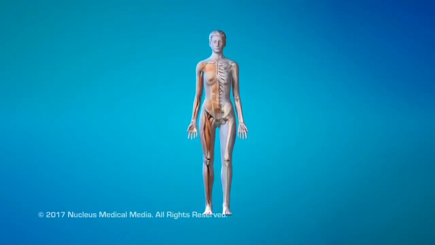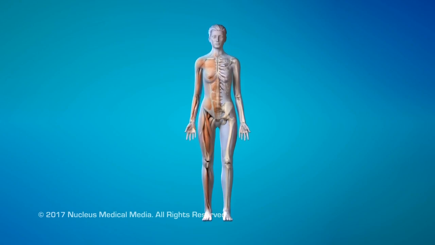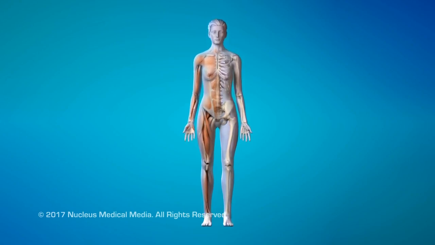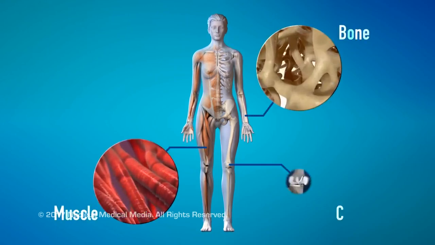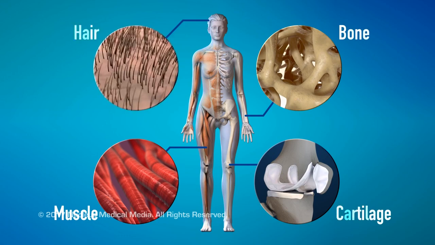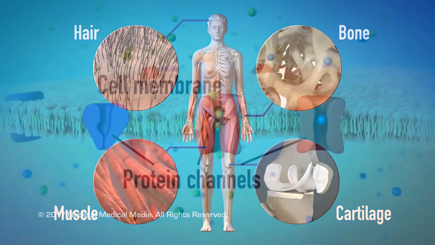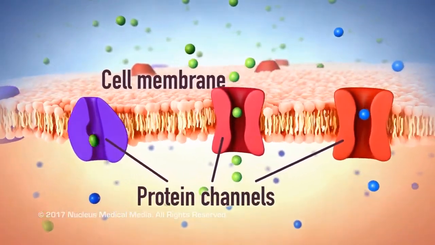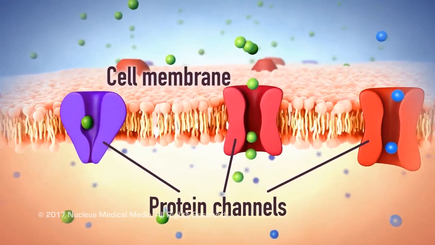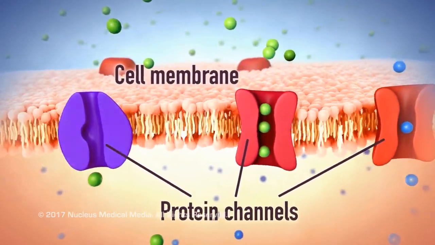Proteins have many uses. For example, many different proteins are used to form the majority of various body tissues, including muscle, bone, cartilage, and hair. Other proteins form specialized channels in cell membranes to let certain substances into or out of the cell.